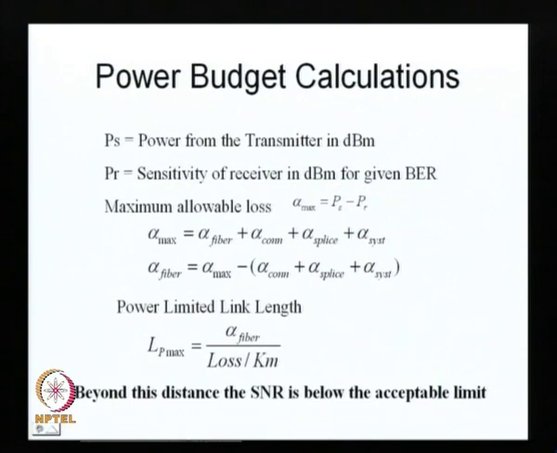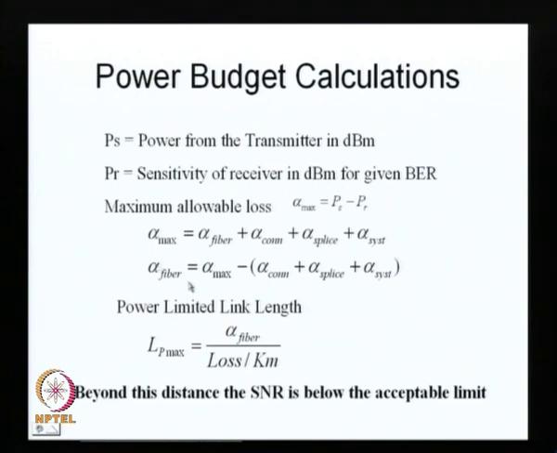Also, because of the aging of the laser, the power supplied by the laser keeps changing. It reduces as a function of time. So as the time progresses, the laser power reduces. So this quantity PS reduces. At the same time, PR requirement increases because the sensitivity of the receiver degrades. And this must be accounted for while designing the optical link. So normally there is some margin left with you, what is called the system margin.